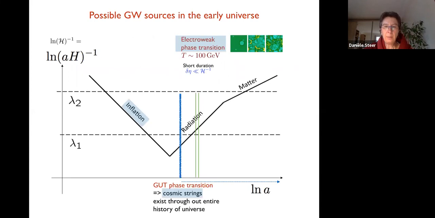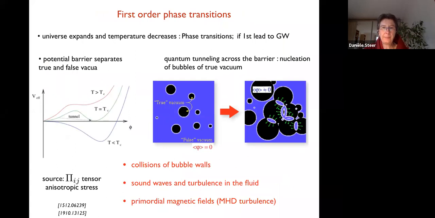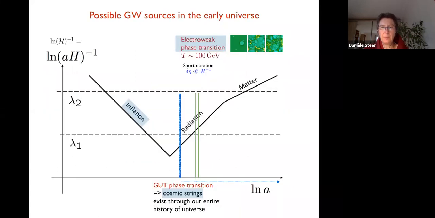Okay, so now those were simple examples. I now want to go into a little bit more detail about some more realistic sources. So the physics which can happen around the electroweak phase transition to start with, and then I'll go on to cosmic strings and then on to inflation. So the electroweak phase transition.